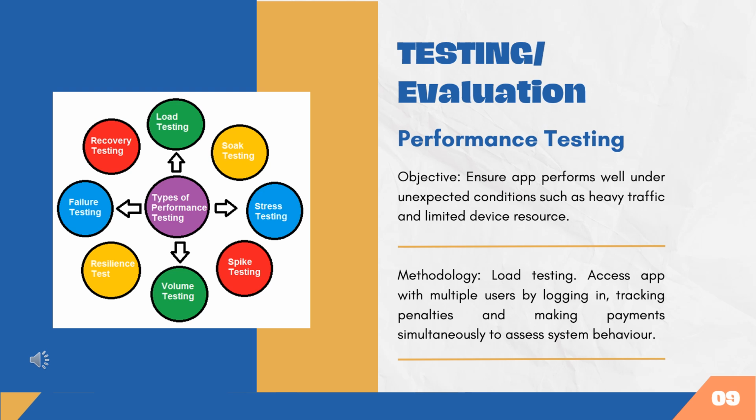Secondly, we will also conduct performance testing. The objective is to ensure the app works well under any unexpected circumstances, for example, heavy traffic. Our methodology is we will carry out load testing. We will gather a group of UUM students ranging from 50 to 70 people and simulate the app by logging in, tracking penalties, and making payments simultaneously. We will assess the system behavior during this peak usage. If the app faces difficulties in loading, we will conduct database queries and server configurations. Our goal is to create a stable app even at heavy usage.